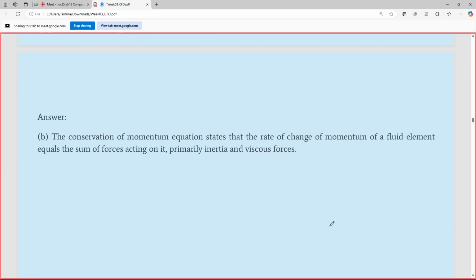Yes, the answer is option B, balance between inertia and viscous forces. So if you see in the momentum equation, on the left-hand side, inertia forces are equal to pressure forces plus body forces plus viscous forces.